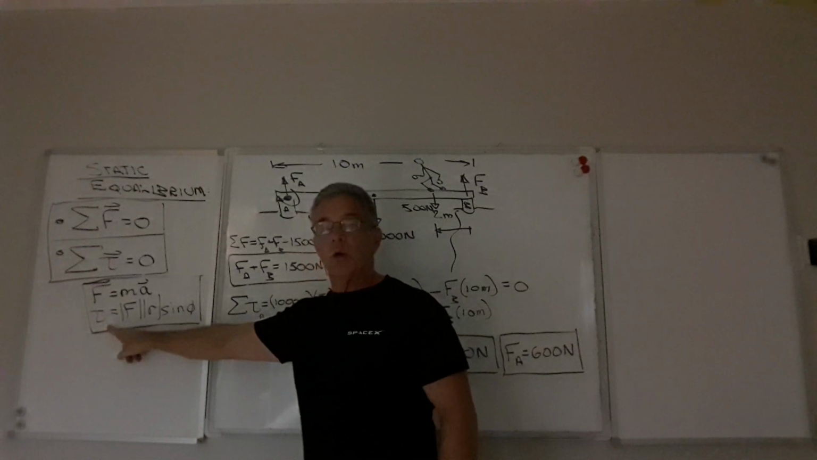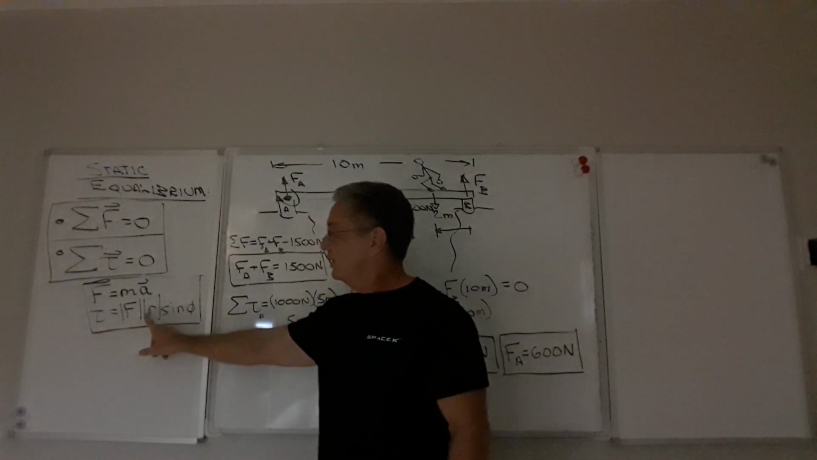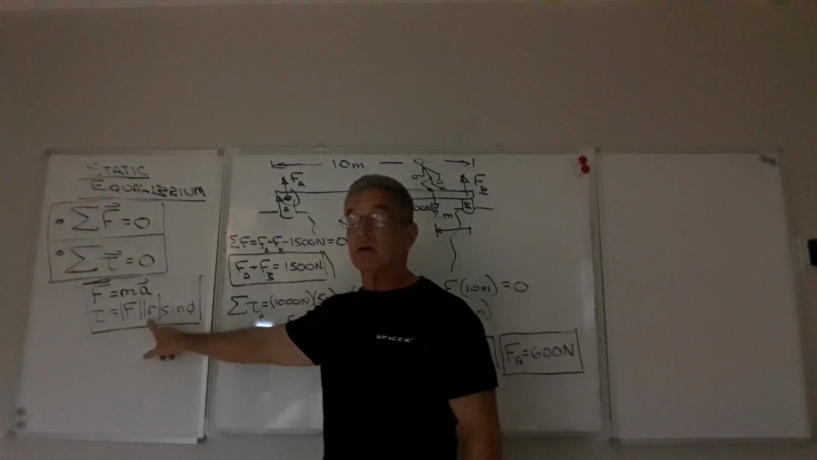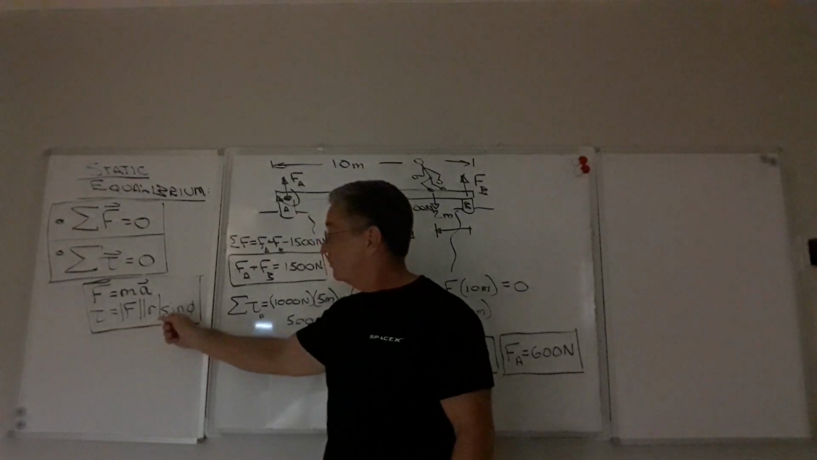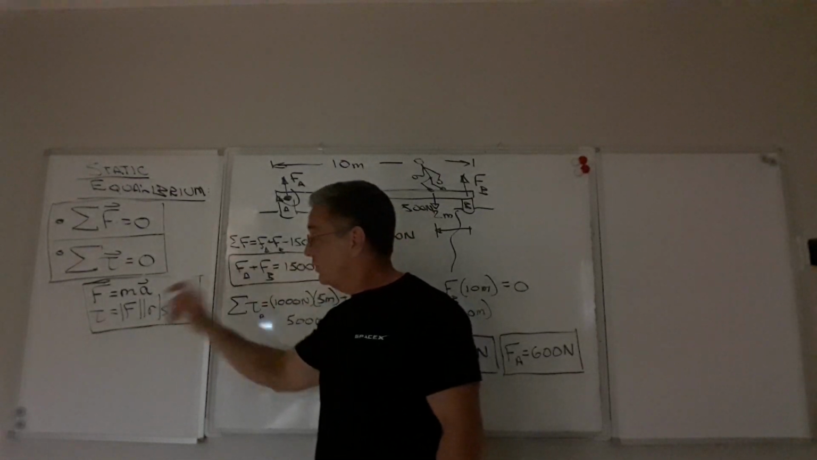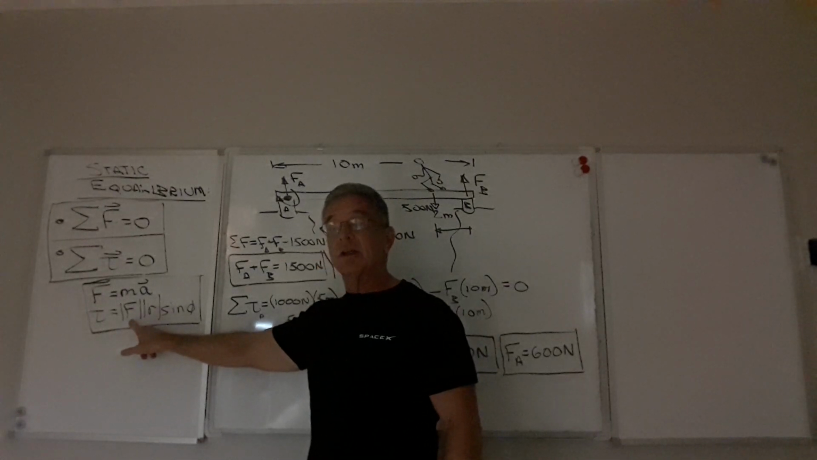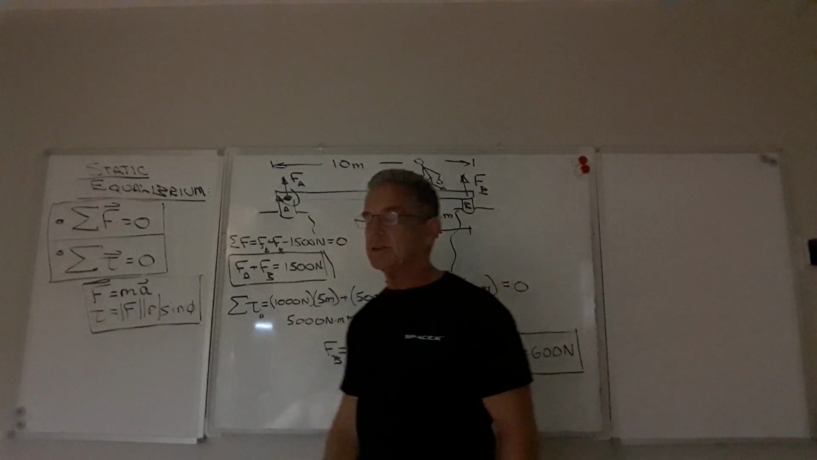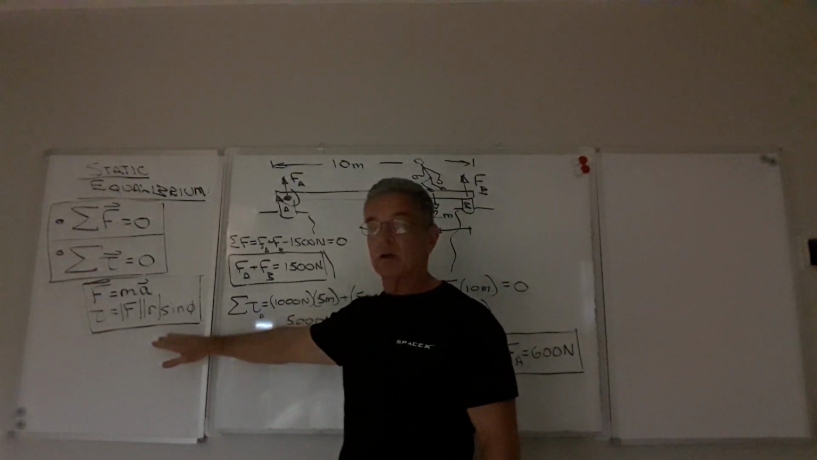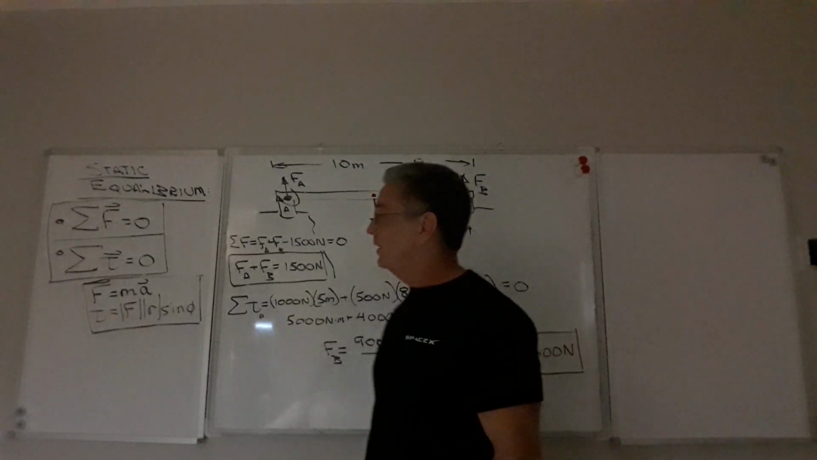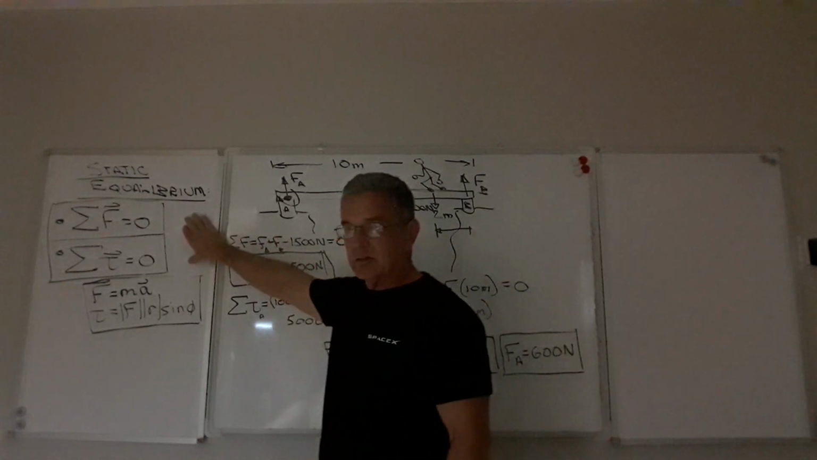Here's the definition of torque. Torque is equal to the force acting on an object times the distance from the center of rotation of the object to where the force is being applied, times the sine of the angle between the radial vector that points from the center of rotation out to where the force is being applied and the direction of the force itself. We've used torque previously in a different chapter, and now we're applying it to the static equilibrium condition.